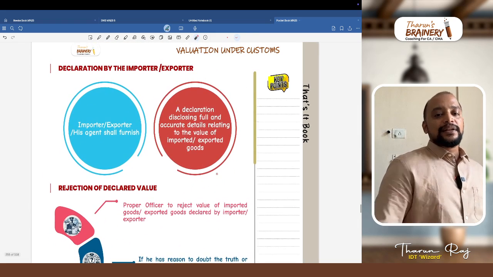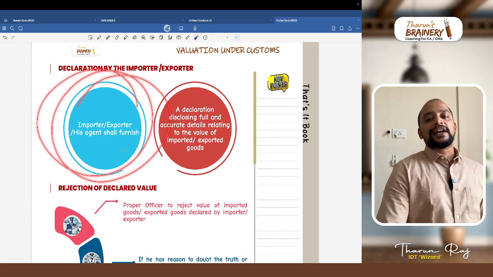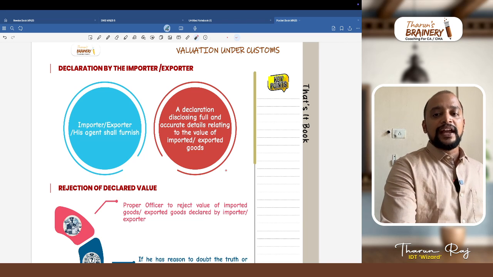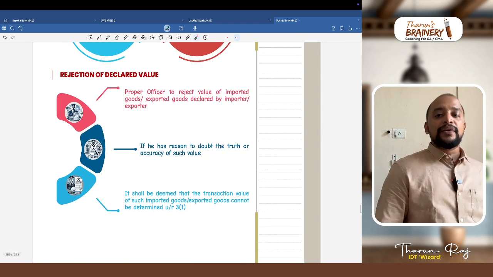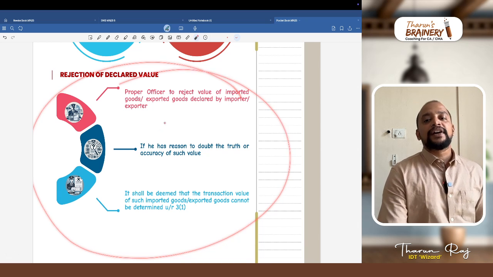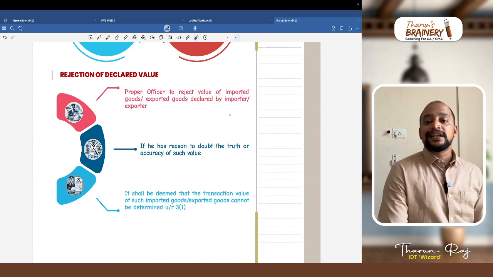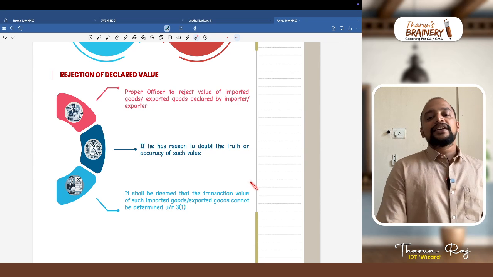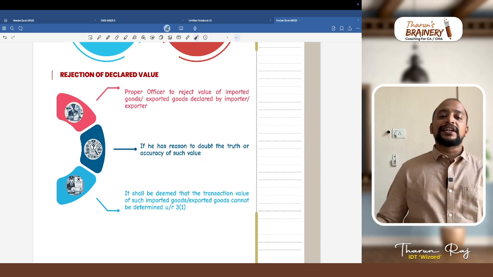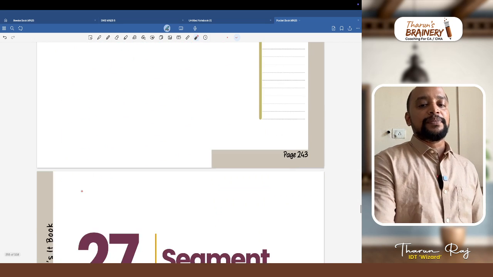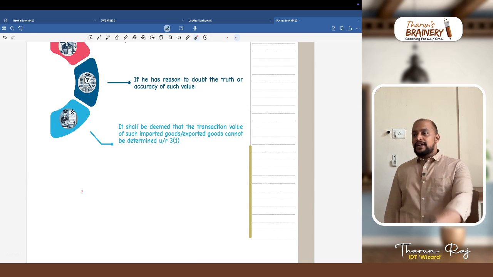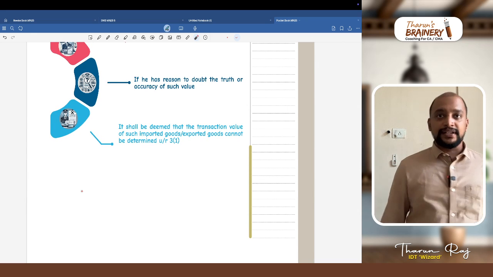Then declaration by the importer. The importer should declare that the value shown in the shipping bill or bill of entry is genuine; otherwise there is a rejection of the declared value. That is, the proper officer can reject if there is doubt about the truth and accuracy, and in that case the value will be determined as per the rules and the transaction value is not applicable. Okay, so this is a summary of valuation in short, what we have discussed.